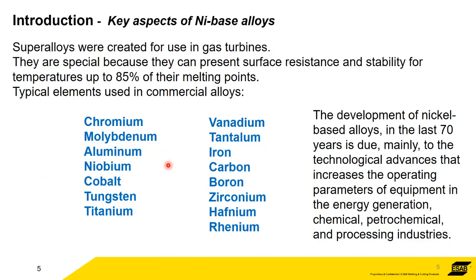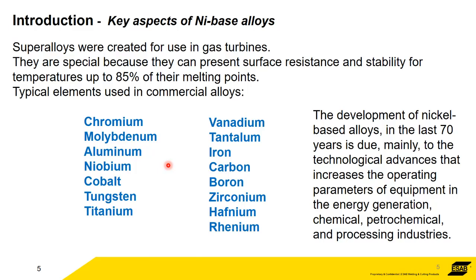So the super alloys, nickel-based alloys, they were created for use in gas turbines. That was the requirement at the time. The metallurgy and the materials around at the time were really not good enough for the applications that were being invented at the time. So the development is really only in the last 70 years, and it's been driven by the requirement of the parameters that the equipment is being used in. So higher temperatures or lower temperatures. One of the key factors about the nickel alloys is that they have a good stability for temperatures up to 85% of the melting point.